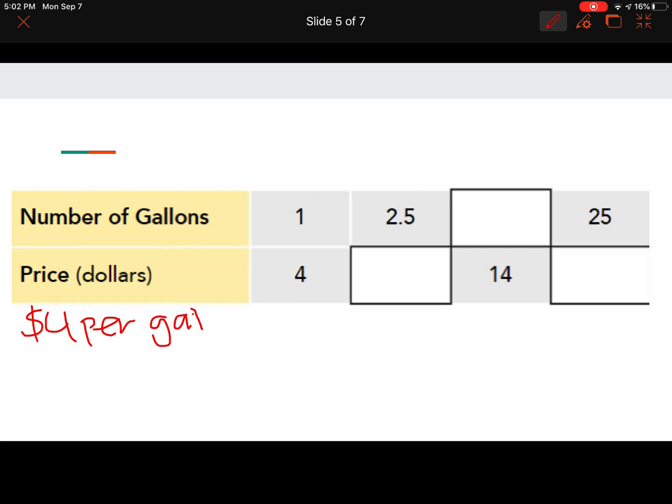Think back to the formula from the previous slide. So I know my gallons, 2.5, times my unit price, which is 4. So in my calculator, I'm going to go 2.5 times 4, which is going to give me 10. So 2.5 gallons is going to cost me $10.